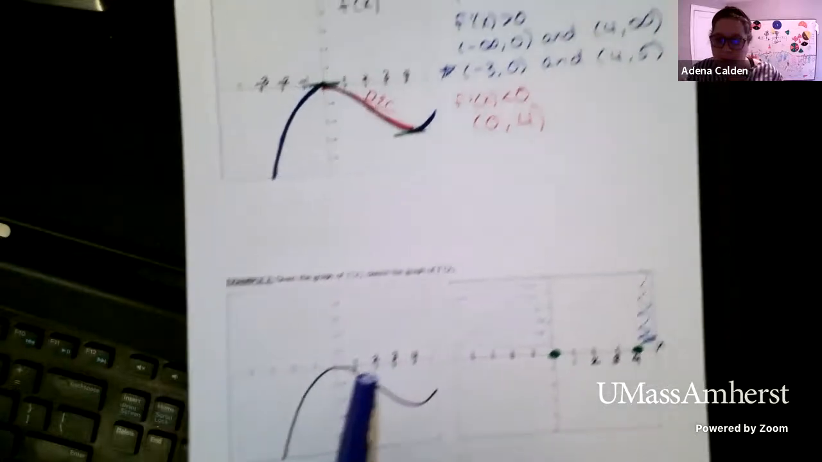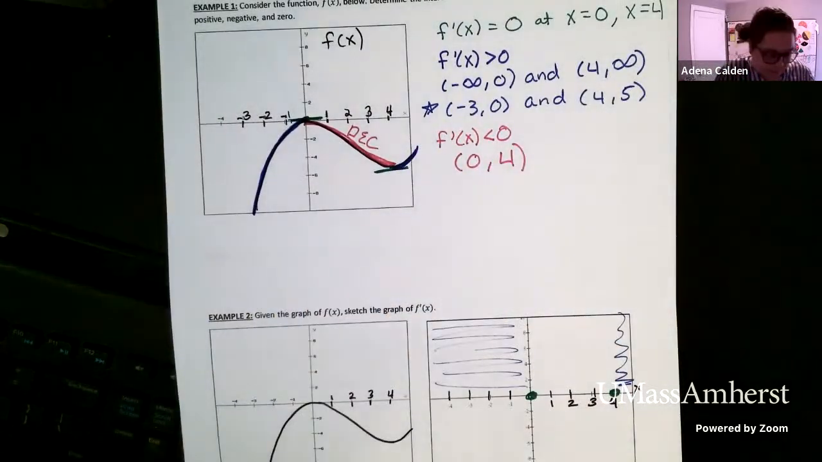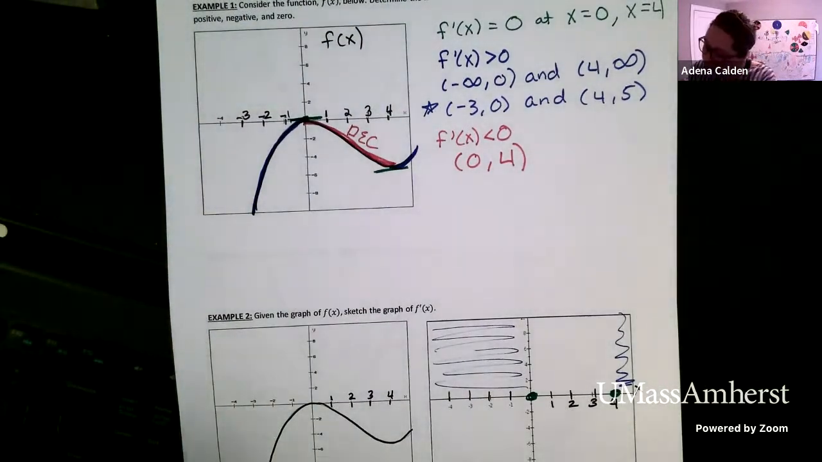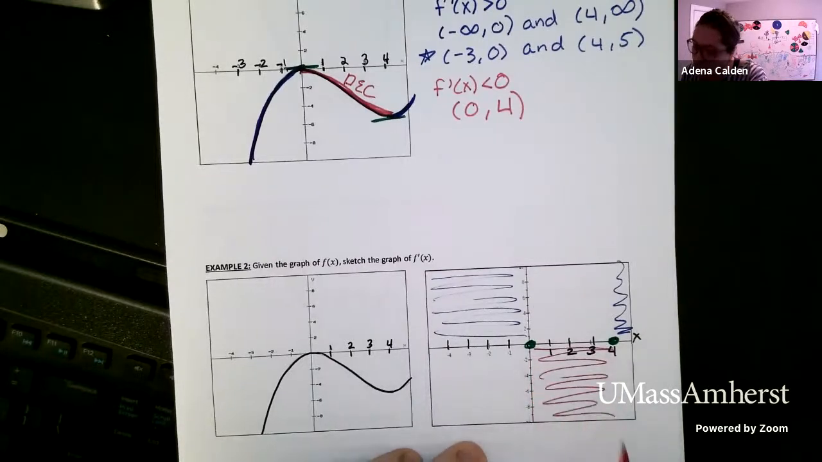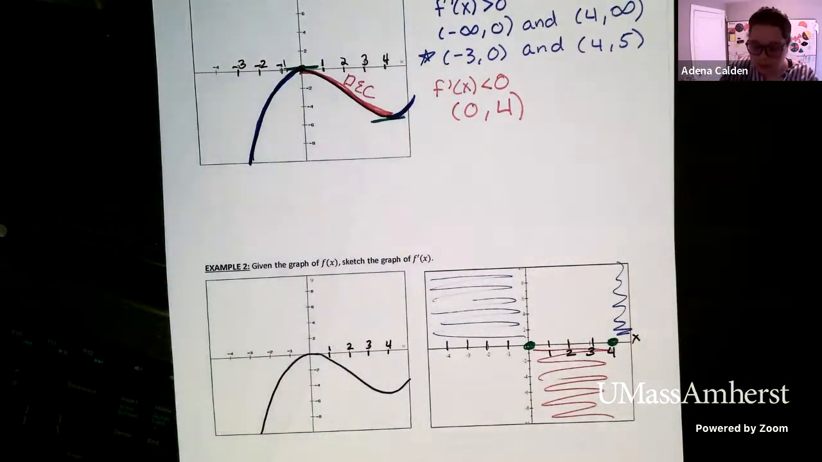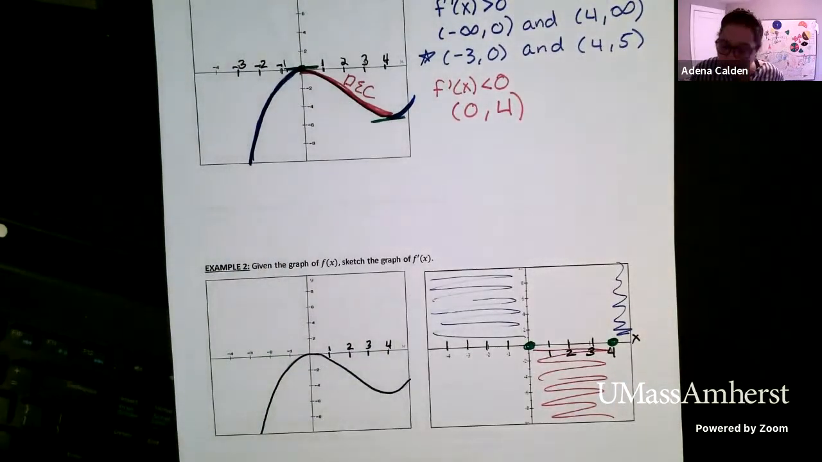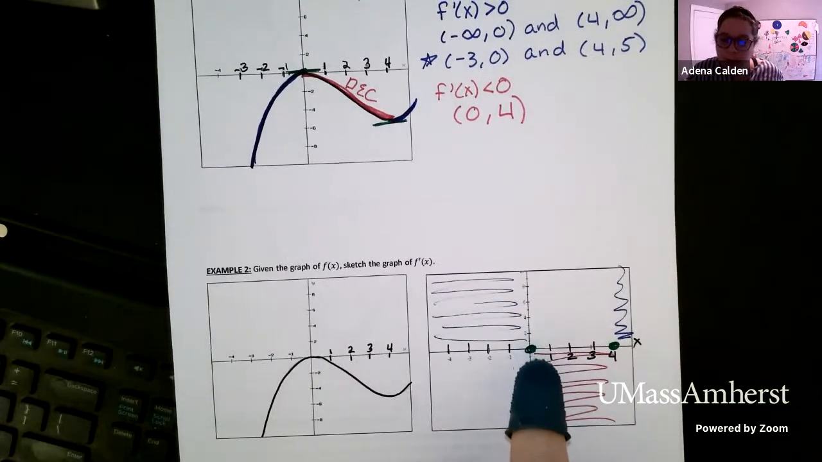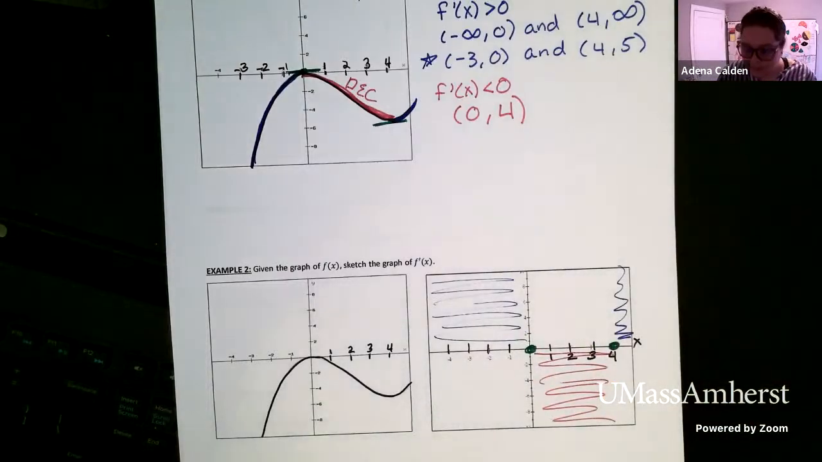Between 0 and 4, that's where the first derivative was negative. And if the derivative is negative, negative means we are below the x-axis. So we're going to be down here between 0 and 4. So the shape of our graph is that we start up here, we have to go through this 0, then we're down here, then we have to go through this 0, and we're back up here, okay?